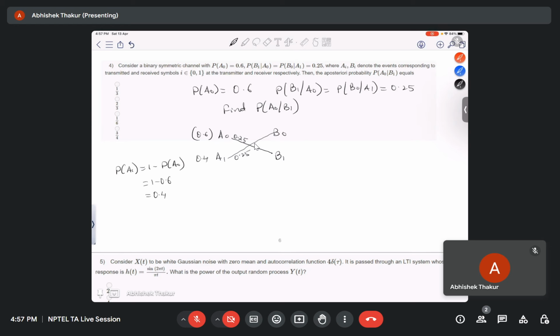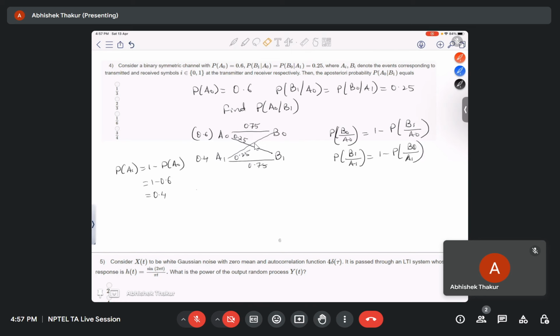Now probability of B naught given that A naught has occurred is equal to 1 minus probability of B1 given that A naught has occurred. So this probability is 0.75. Now the other one, probability of B1 given that A1 has occurred is equal to 1 minus probability of B naught given that A1 has occurred. So this is 0.75 again. So these are the probabilities.